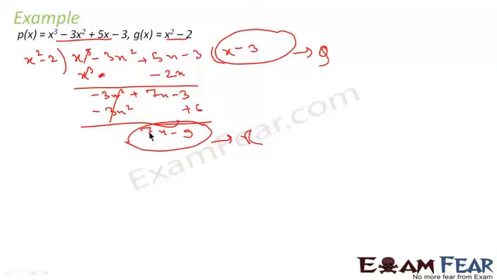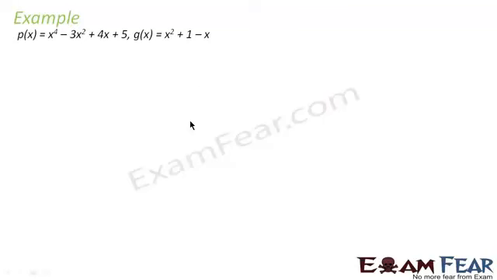can't divide this further. We'll take one example. We have p(x) equal to x to the power 4 minus 3x square plus 4x plus 5, and g(x) equal to x square minus x plus 1. It's already arranged. This is not arranged. So let me arrange this. It becomes x square minus x plus 1.